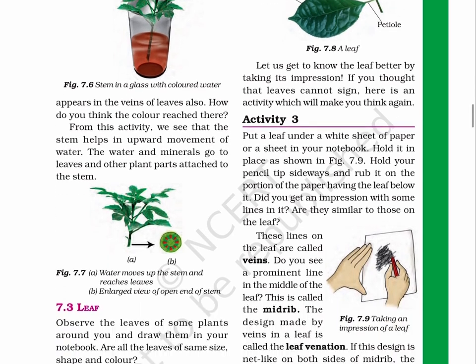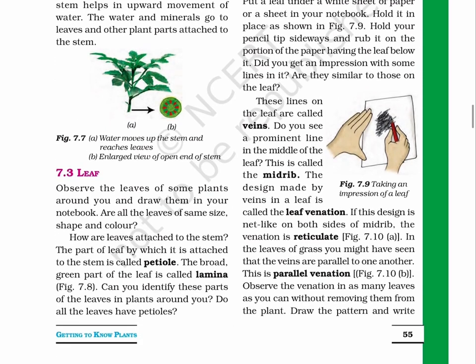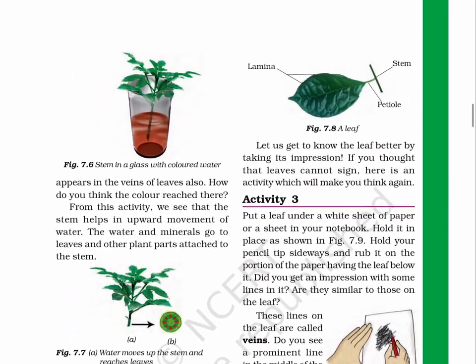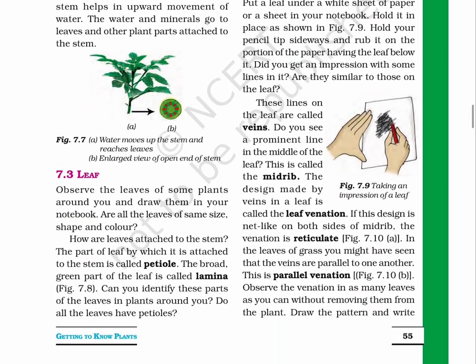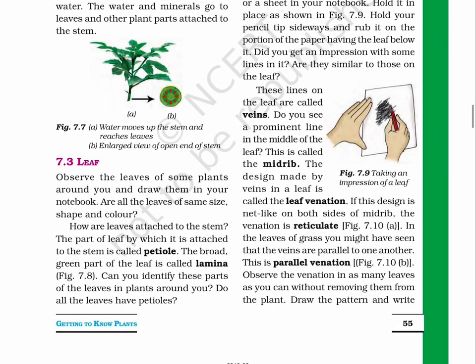Figure 7.6 shows stem in a glass with colored water. Figure 7.7a shows water moves up the stem and reaches leaves. Figure 7.7b shows enlarged view of open end of stem.